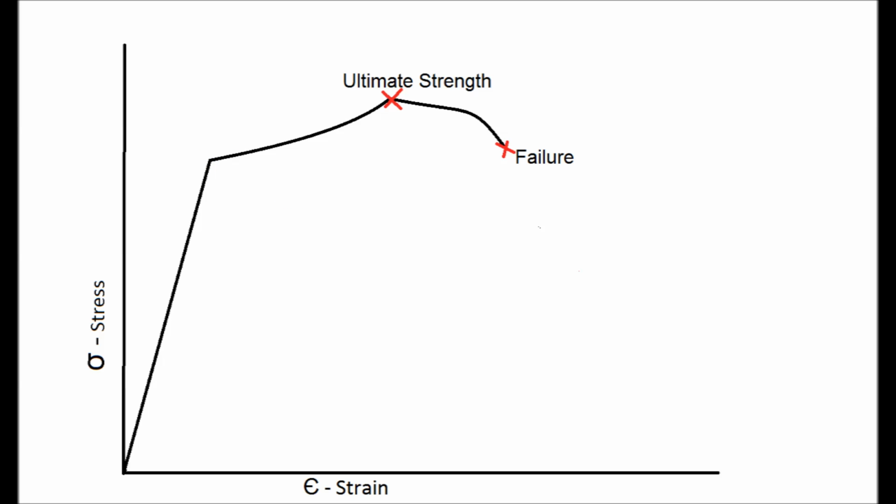Ultimate strength, also known as tensile strength, is the maximum stress a material can withstand without failure. It is the highest point on the diagram. The graph drops after the ultimate strength because the cross-sectional area starts to decrease as the material experiences plastic deformation, and sometimes necking, before its final fracture.